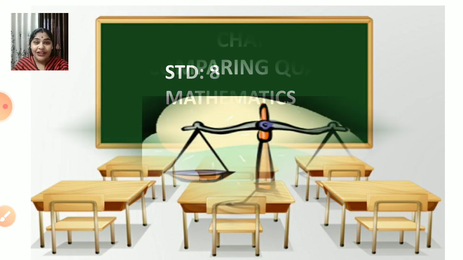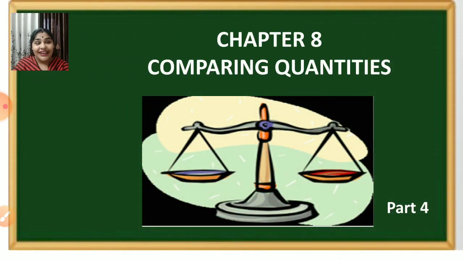So children, we were in chapter number 8, that is comparing quantities. In the last session children, we have seen few examples, we have solved few sums on the basis of the concept profit and loss, right children? And I have already shown you all the four formulas of profit, loss, profit percent and loss percent. So today we will be continuing with the same topic and sums depending on the same concept children.